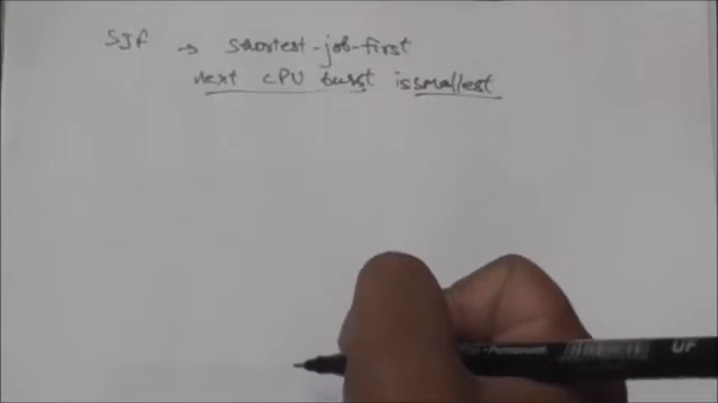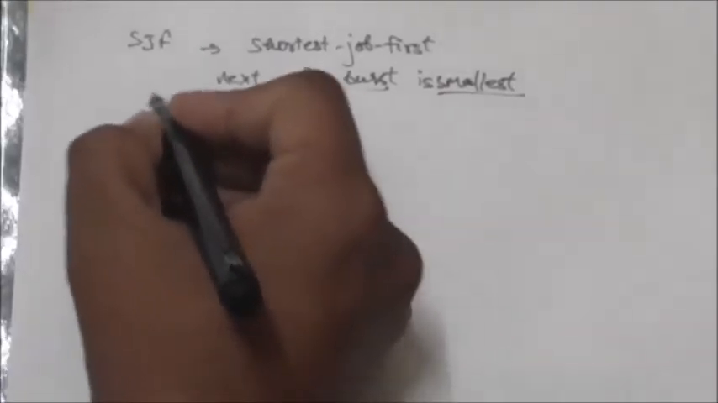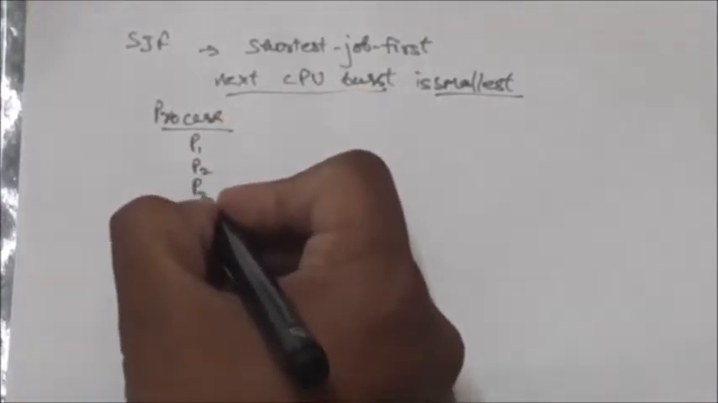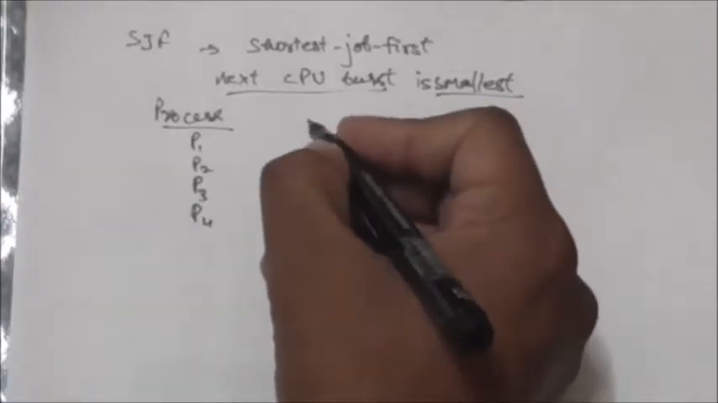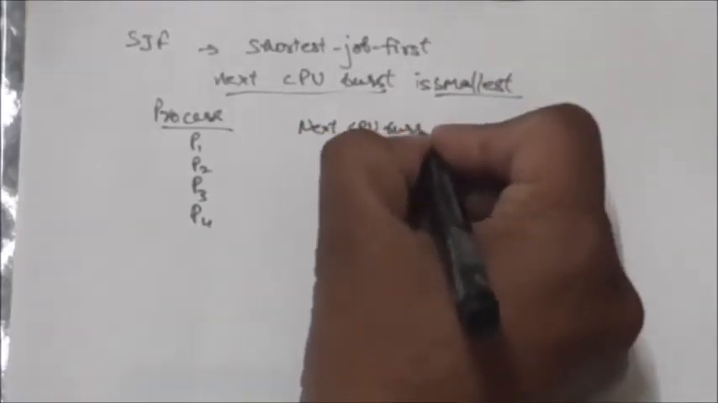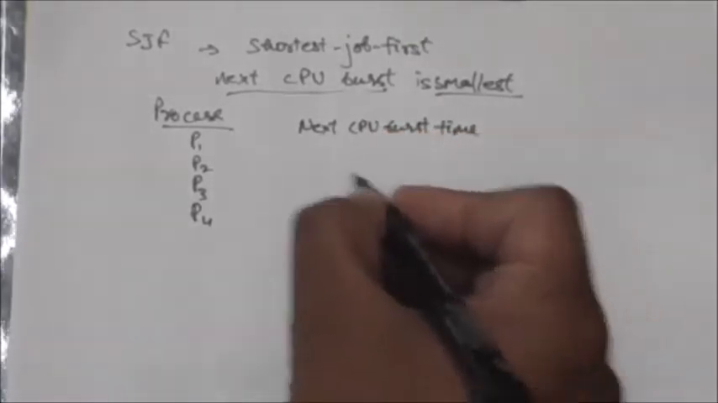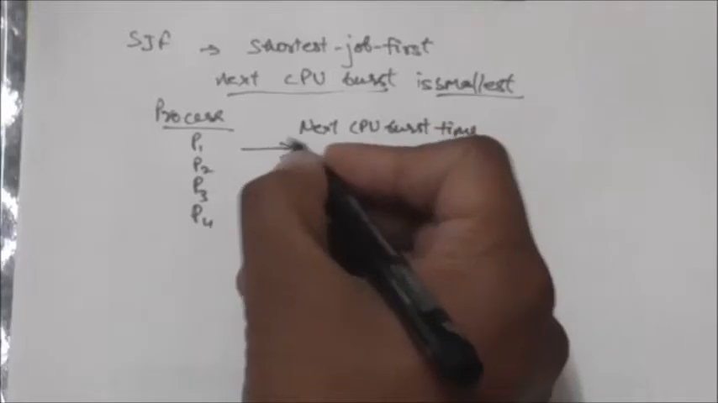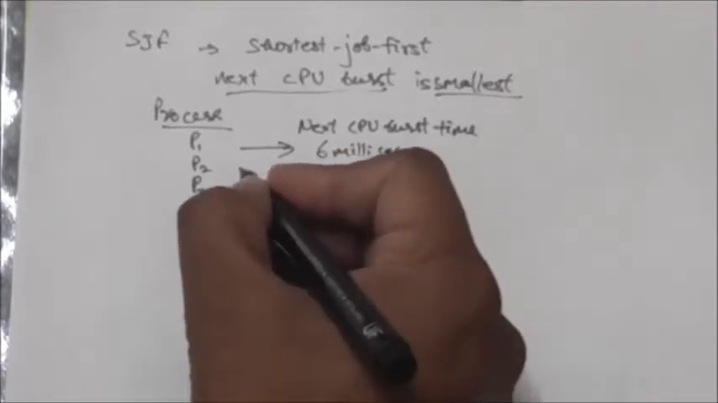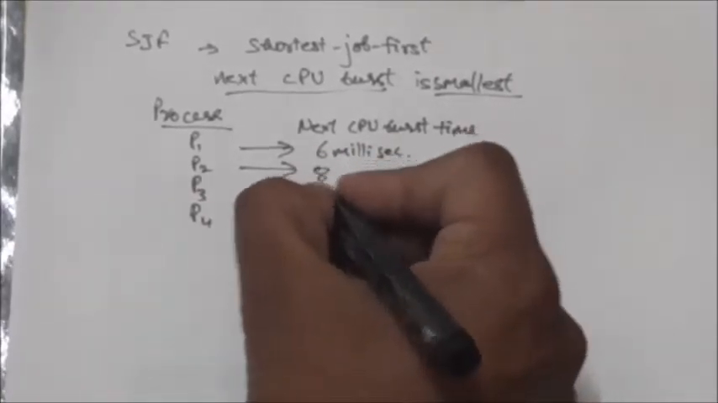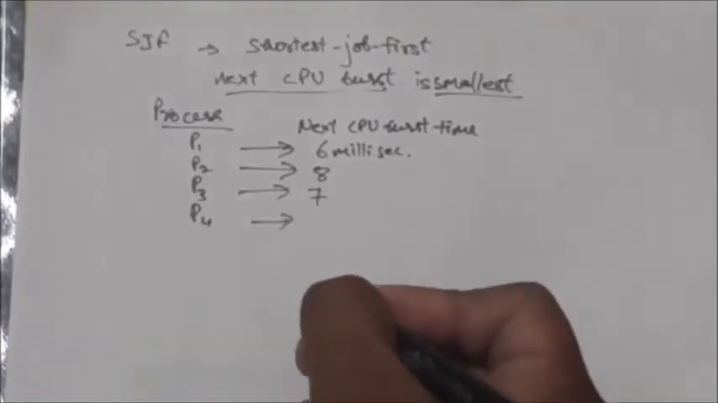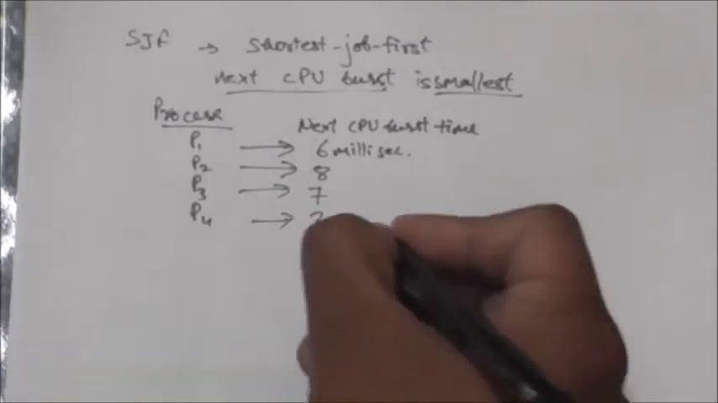Suppose these are four processes: P1, P2, P3 and P4. And this is their next CPU burst time. For process P1, its next CPU burst time is 6 milliseconds, for process P2 it is 8 milliseconds, for process P3 it is 7 milliseconds, and for process P4 it is 3 milliseconds.